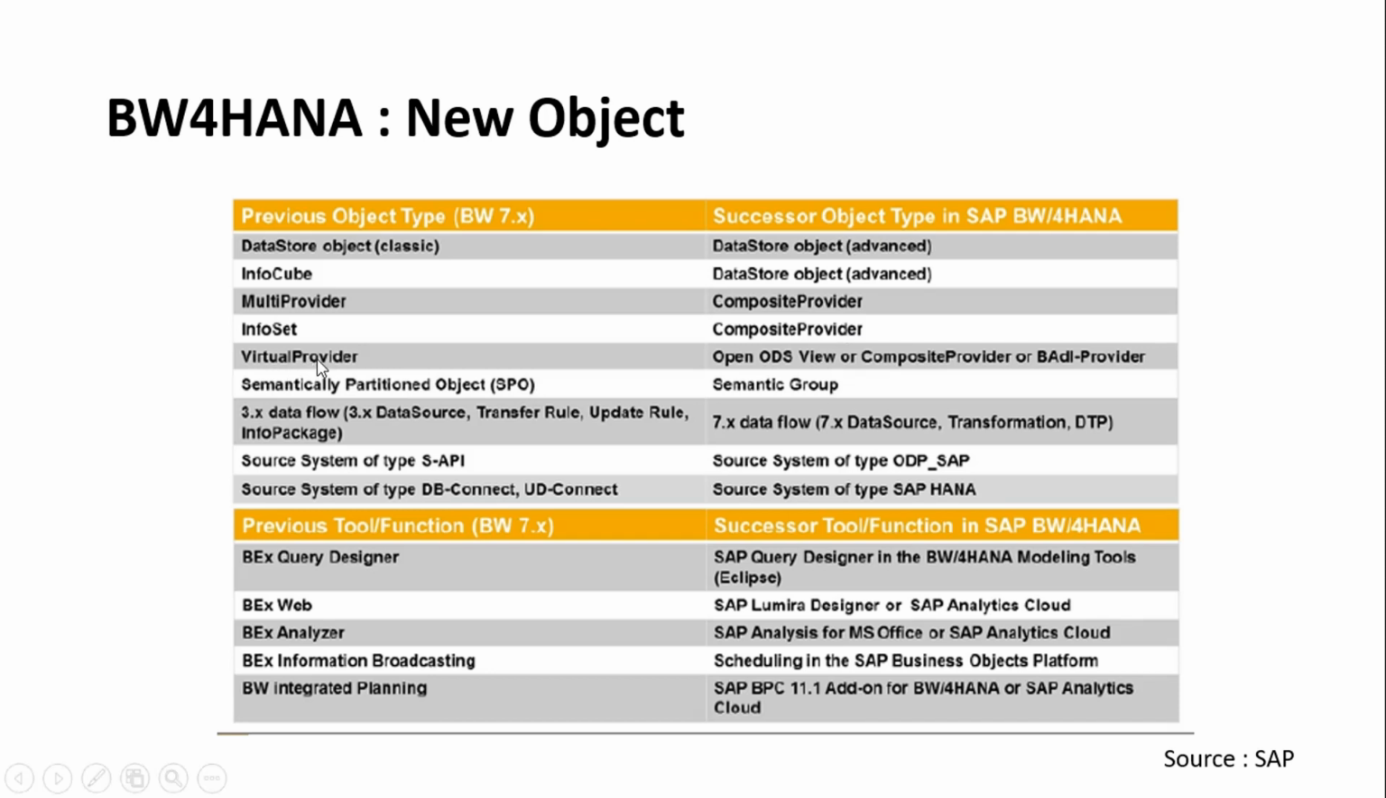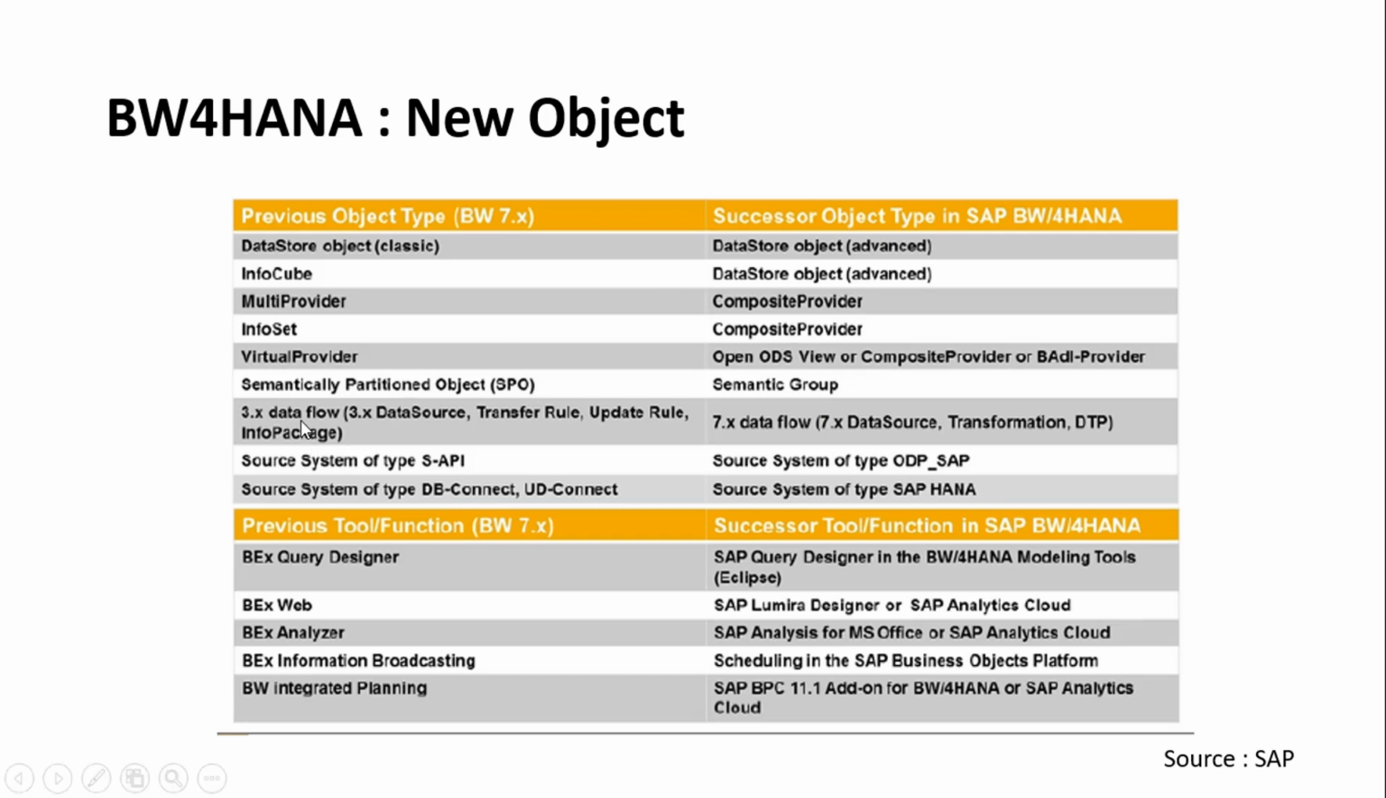So this is basically a virtual layer where you can do all kinds of joining. And we had virtual provider earlier, now we have open ODS views or CP. So you can use open ODS view, we'll see the details of it. This is something new which has come in BW4HANA, and CP we already have. We also have BAdI provider, but SAP doesn't recommend it. SAP says use composite provider or HANA view if you want to. BAdI provider is ABAP development, so SAP doesn't recommend using it for virtual provider objects. We earlier had semantically partitioned object, now we have semantic group. So we'll see the changes which have come in when we go into it.